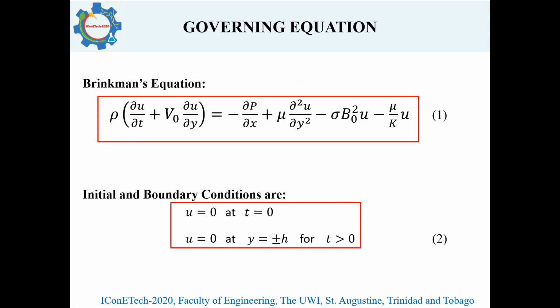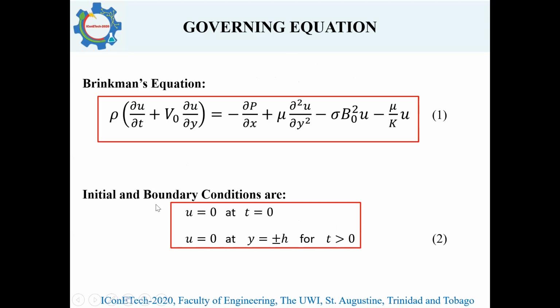The governing equation is Brinkman's equation. Here, rho represents the density of the fluid. Del P del X represents the oscillating pressure gradient. V naught is the velocity of the suction and injection. Mu is the viscosity. Sigma represents electrical conductivity. B naught is the magnetic field, and K represents the permeability of the porous channel.